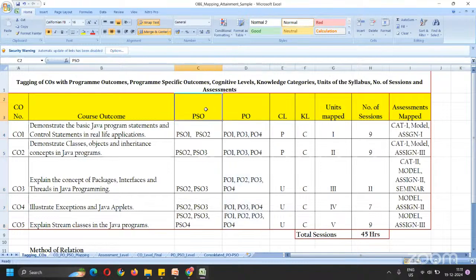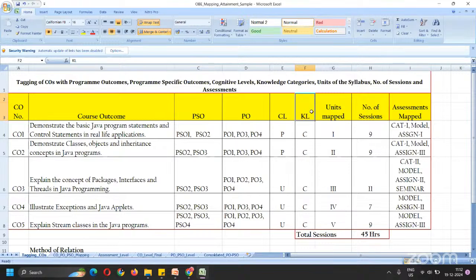Okay, so once you have tagged with PSO and PO, we will be mapping all your COs with your cognitive level. We have discussed these two columns in Bloom's taxonomy, right? Hope you remember, we have six levels of cognitive domains, and four knowledge categories. The cognitive levels start from remember, understand, and go up to the create level. When it comes to knowledge categories, we have four: the factual, conceptual, procedural, and the metacognitive levels.